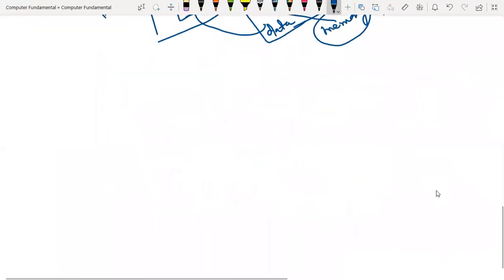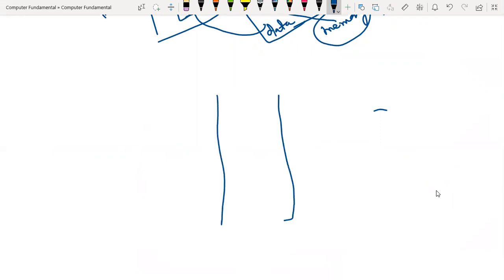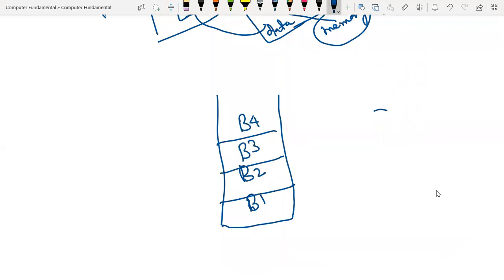Suppose this is some rack where you have books. These are the books. This is your book number 1, this is your book number 2, this is your book number 3, this is your book number 4. Suppose I ask you, Mark, please bring book number 1 for me. How do you bring this book 1? You remove book 4, book 3, book 2, and then you take book 1 and give it to me. That's the point.